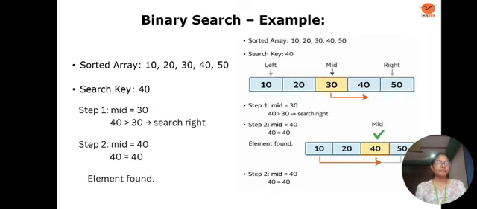That means 30. So here the key element 40 is greater than 30, that means the mid value. So it searches the right half. It checks the 40 with the right half, which is 40. So if we find the element, it returns element found.